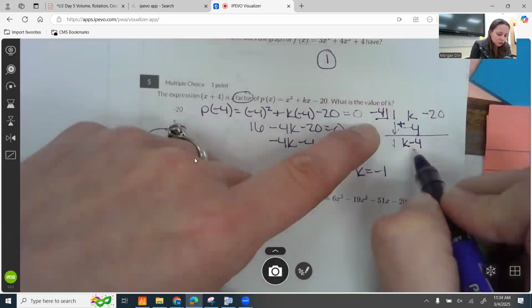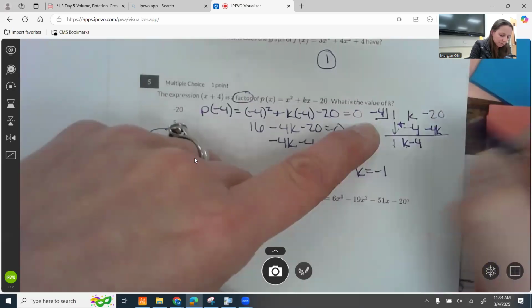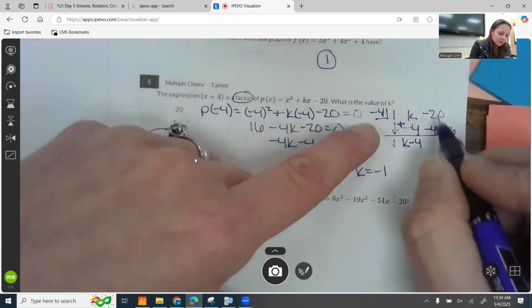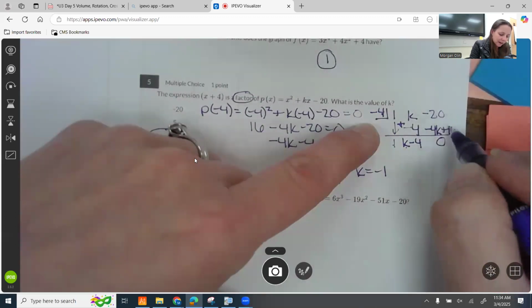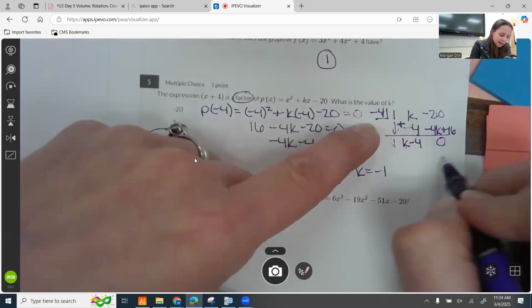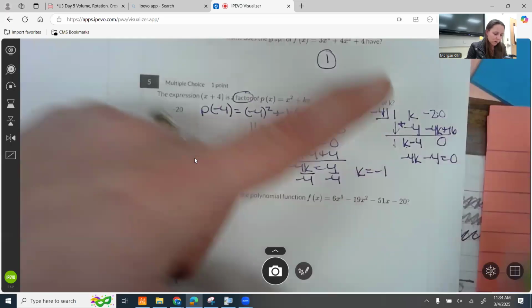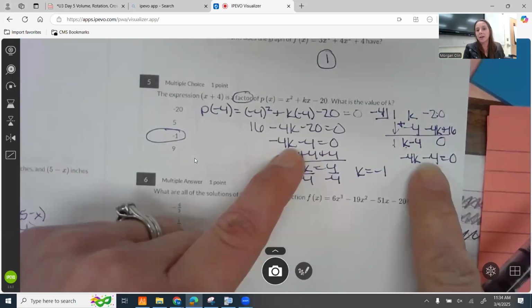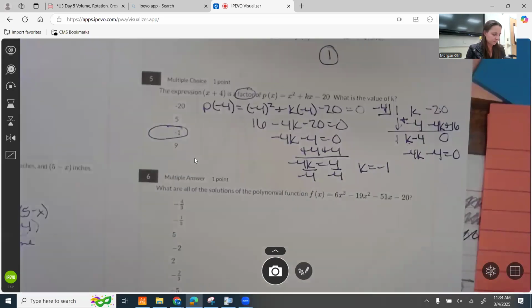Now, when I multiply it, distribute. So k times negative 4 is negative 4k. Negative 4 times negative 4 is 16. And so when I add it, it's supposed to equal 0. And you'll notice when I add negative 20 and 16, I get negative 4, negative 4k, and it's supposed to be equal to 0. And do you see that same equation right there that we solved? And you're still going to get the same thing. You're going to get negative 1.